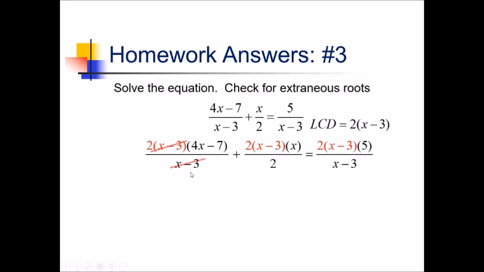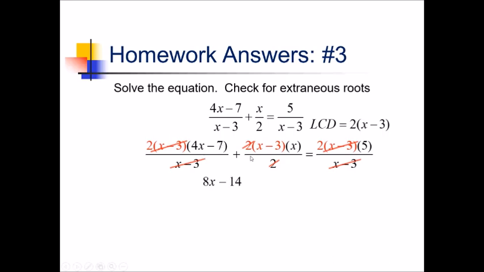So x minus 3's are gone. These 2's in the second fraction can go. And in the last fraction, the x minus 3's are gone. Going back through and cleaning up whatever's left in the numerator, I have a 2 and a 4x minus 7 in that first one. Distributing that gives me an 8x minus 14.